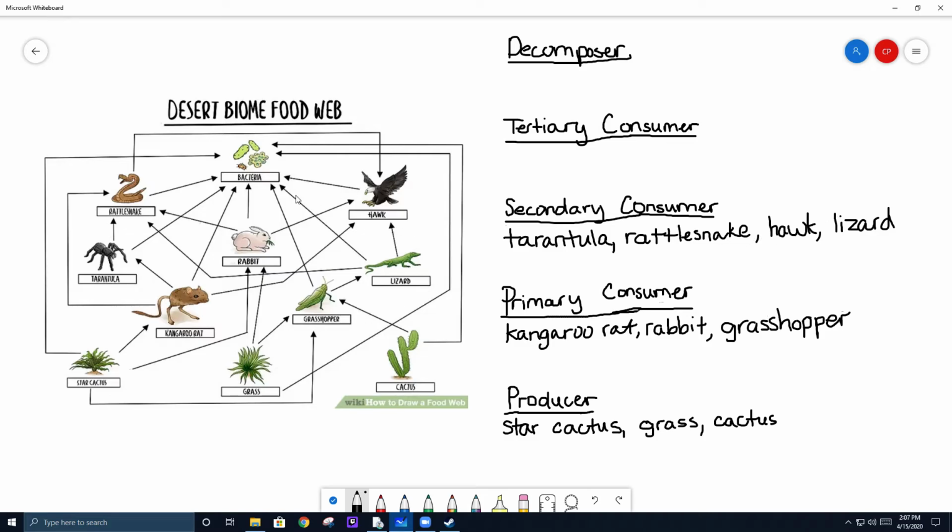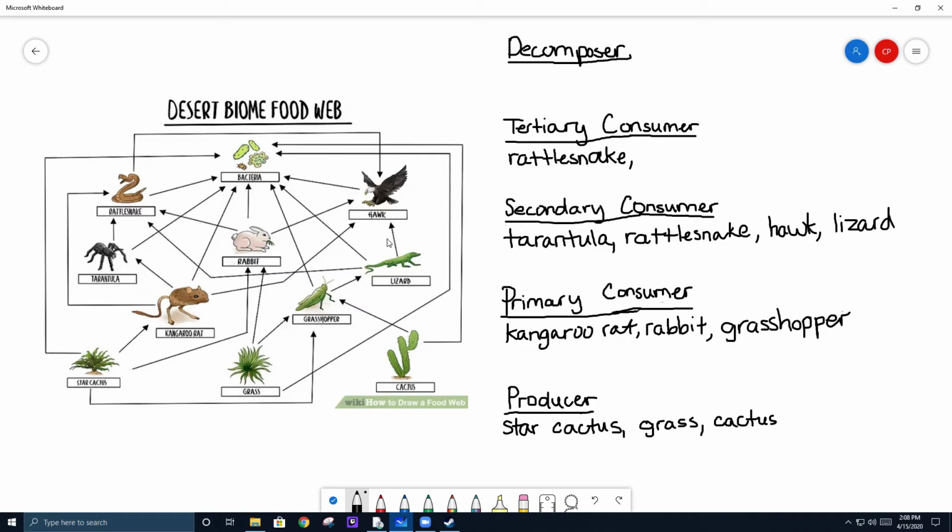So again, whatever eats a primary consumer gets considered a secondary consumer. Now you might think, okay, we are done now. We don't have a tertiary consumer, but that's not true. Even though we named all of the organisms, we still have tertiary consumers here. We're going to see what can eat any of these secondary consumers. In this case, the tarantula is eaten by the rattlesnake. So we can put rattlesnake here. And this is where a lot of you got it wrong. You can have something be more than one type of consumer. So the rattlesnake is secondary, but it's also a tertiary.